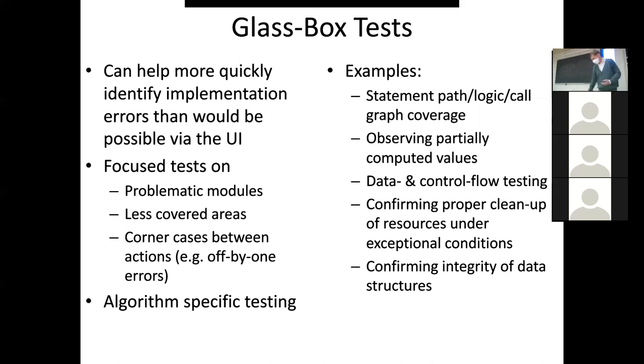So glass box tests allow us to reason about the structure of the system in a way that's less blind to the details. And they can allow us to more quickly identify a certain type of error. What type? Implementation errors, where we make a mistake in implementation and it diverges from our design. And it's easier than going through the UI, or treating it like a black box and just testing it. Does it match its specification? Is what it does correct? Does it correctly align with its behavior?